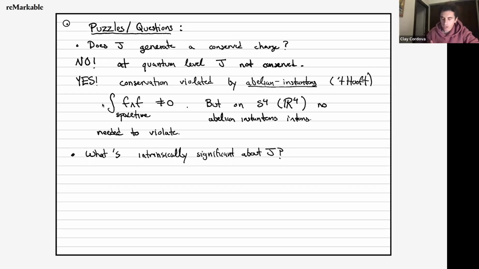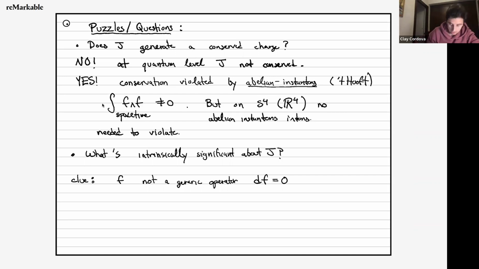So this we'll be able to get at these puzzles. One clue here to focus on, going back to this question of what's intrinsically significant about J, is that F, the thing that appears on the right-hand side of the divergence of J, this F wedge F, is not a generic operator. It satisfies an equation, which is that dF is equal to 0. Most operators don't satisfy any differential equations. This operator satisfies a differential equation.